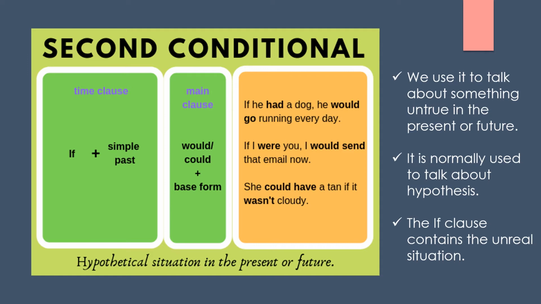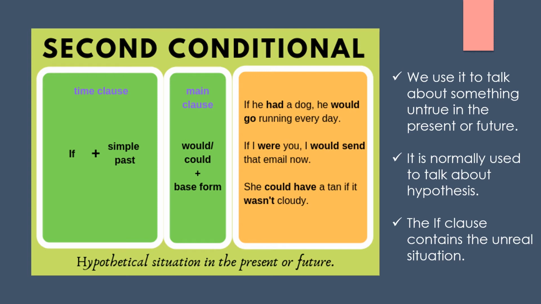She could have a tan if it wasn't cloudy. The if clause here is in the second part, but it has the same idea. We can invert it to understand it. If it wasn't cloudy, she could have a tan. But the reason is, the real thing is that it's really cloudy, it is raining, so she couldn't have a tan, right? It's impossible for her to get some sun.